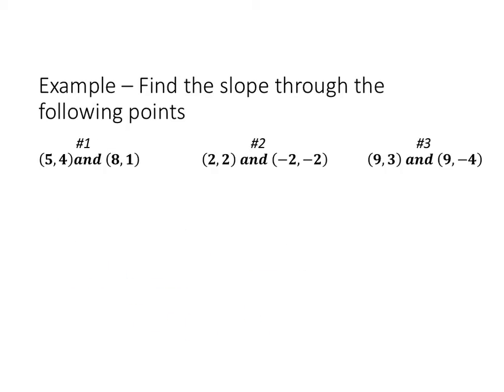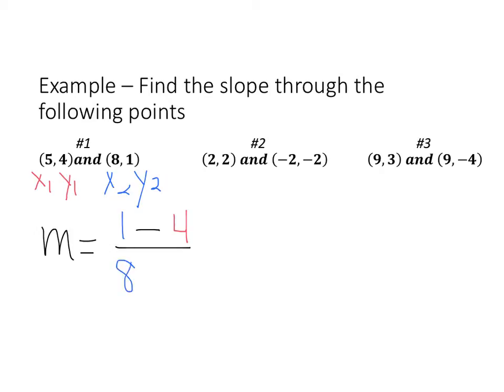Here are 3 examples. We're going to do the first one. We're going to find the slope through the points (5, 4) and (8, 1). First thing I like to do is label my points, x1, y1, and I just go straight across, and I label the second one, x2 and y2. And all I do is use my slope formula, and I'm going to substitute those values in.